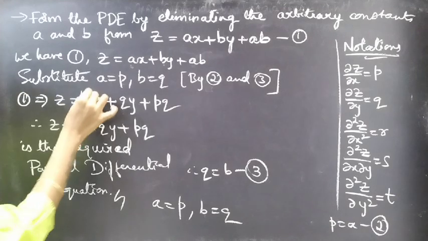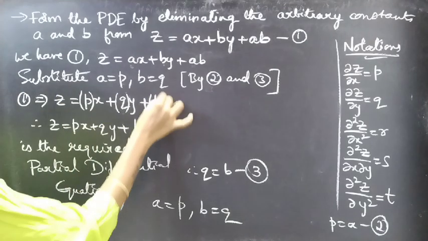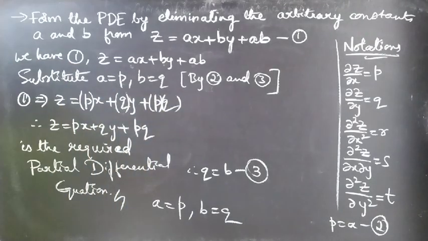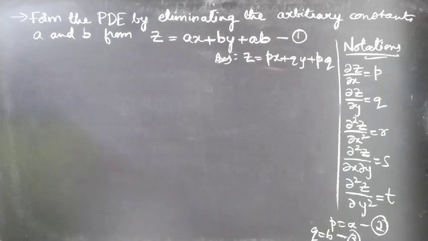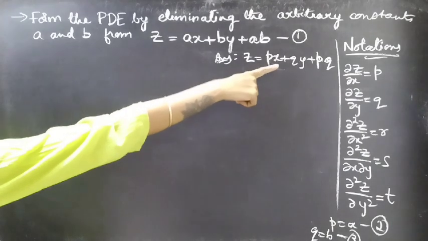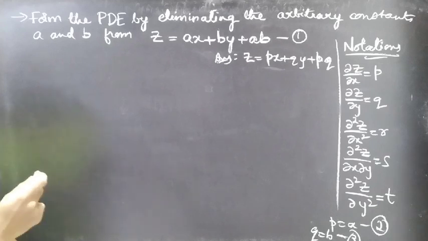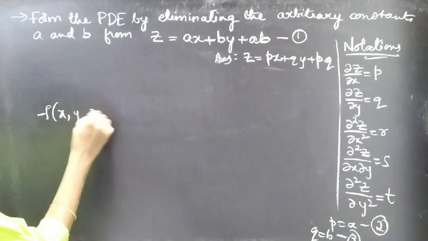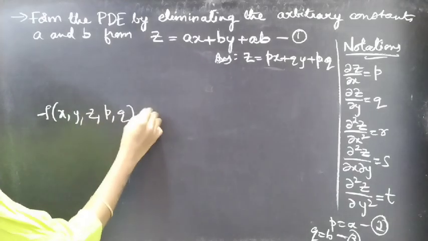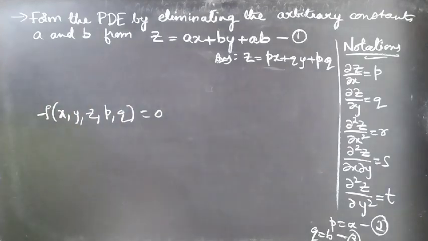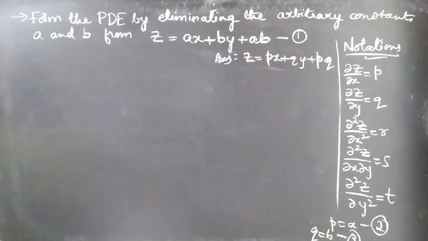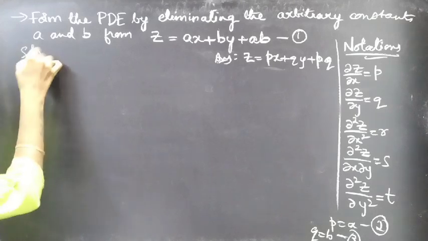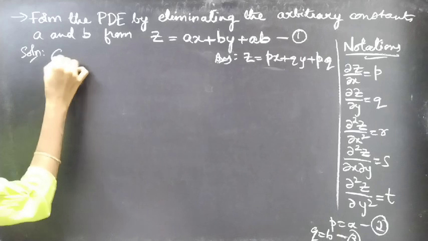Okay, let's now see the same problem by reducing the number of steps. So we got z equal to px plus qy plus pq, which does not involve any arbitrary constant, and also we can say it is of the form some function of x, y, z, p, q equal to 0, right? Fine. Now let's see the shortest way. We are doing the same problem.